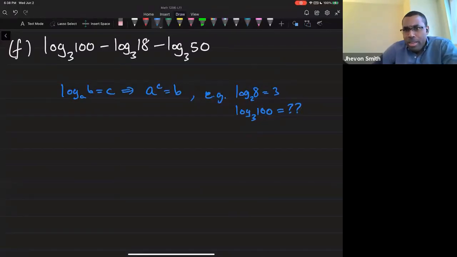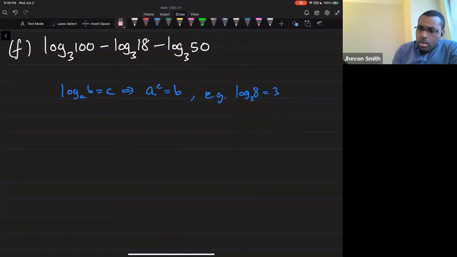Like, who would know that? What do you raise 3 to get 50? But we do have other log rules that allow us to combine logs, right? So instead of evaluating them one by one, I'm just going to use the log rules to combine them, and hopefully we can get something out of that. So that's what I would do here.